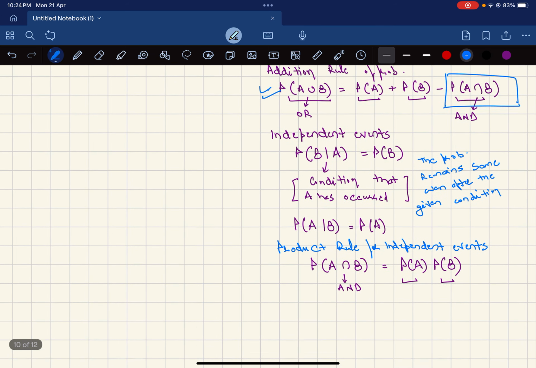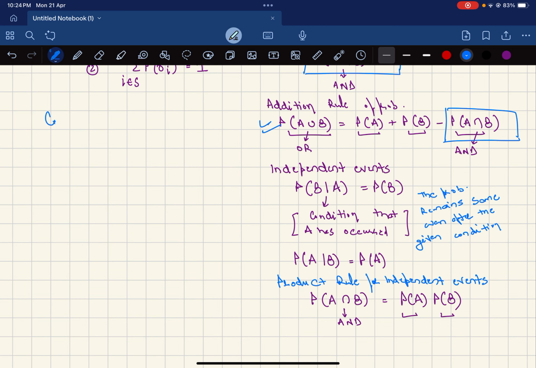Next, we'll be moving on to something called conditional probability. So we already got some introduction to it while we were looking at independent events, where we saw for independent events P(B given A) is equal to P(B), which meant given that event A has already occurred, the probability of B was equal to the probability of B. But this is only defined for the independent events.